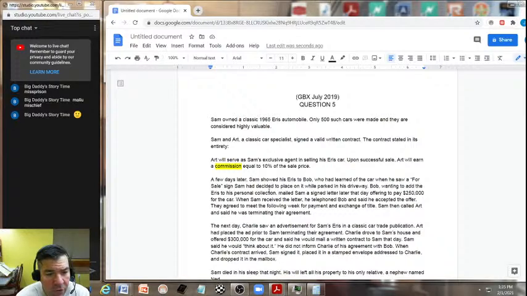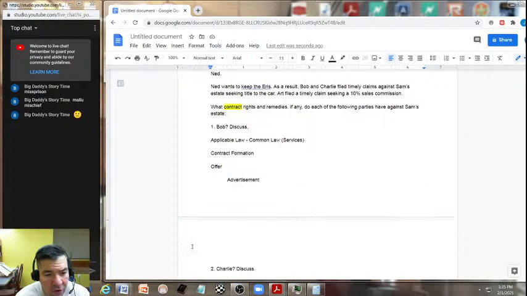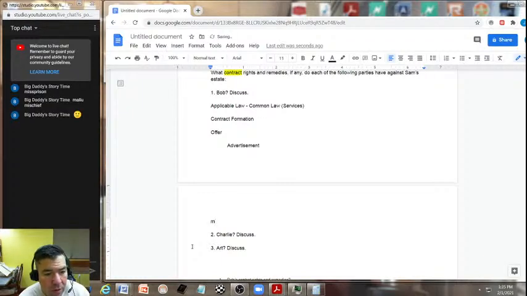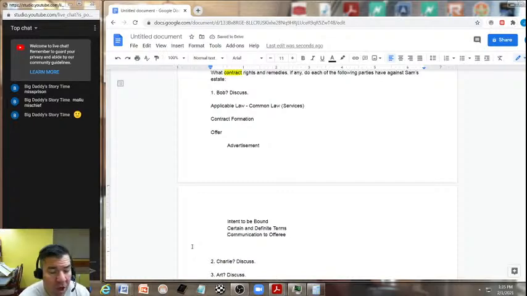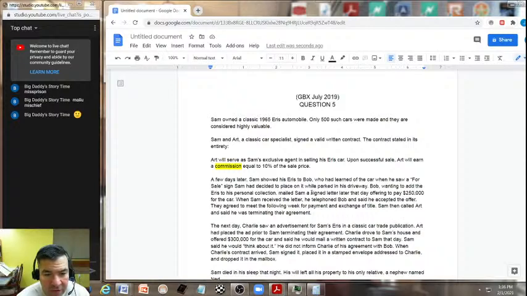Bob, wanting to add the Heiress to his personal collection, mailed Sam a signed letter that day offering to pay $250,000 for the car. Right there, there's your offer. So we've got intent to be bound, certain and definite terms, and communication to the offeree. But remember, the offer is coming from Bob at this point. I want to put a note up here to us: offer from Bob. So here's a signed letter that day offering to pay.